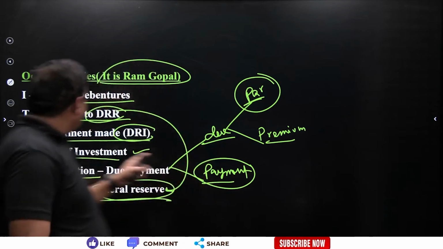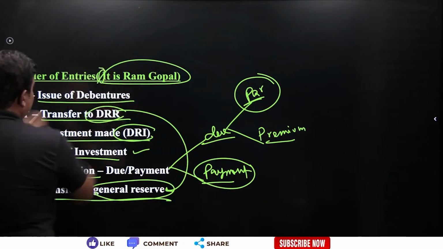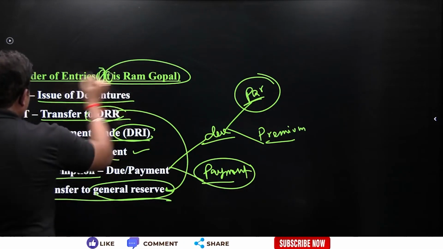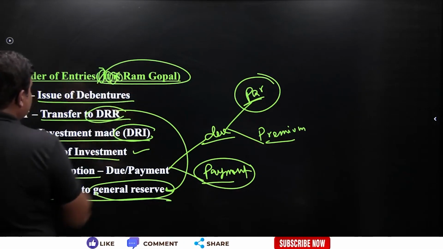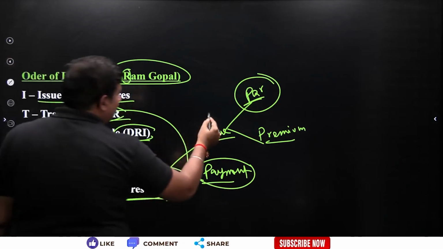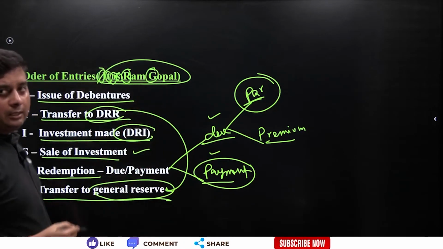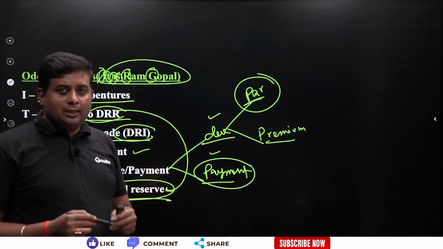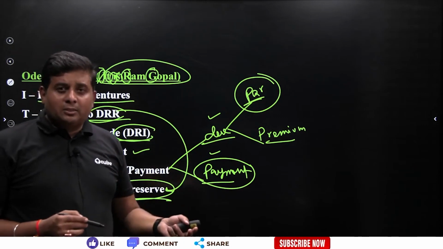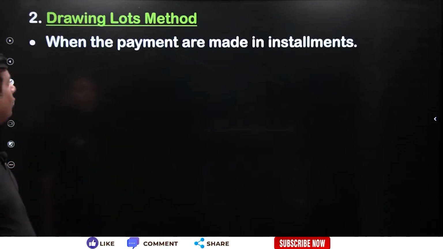All right, so this is the order. It is Ram Gopal; just take the first letter of each. I stands for issue of debentures. T stands for transfer to DRR. I again stands for investment made. S stands for sale of investment. R stands for redemption of debenture, where I say the due and payment entries, and G stands for transfer to general reserve. I hope you understand this. This is the short trick where you can easily avoid making mistakes while passing the journal entries. Okay, so the next and last method is the drawing of lots method.